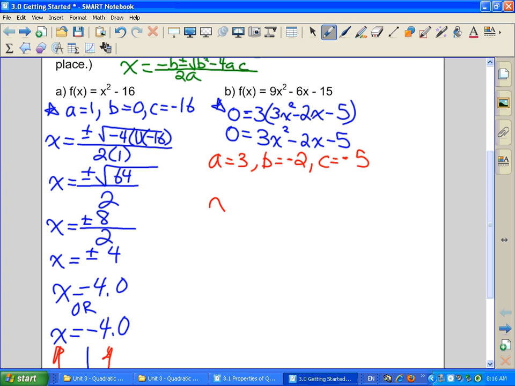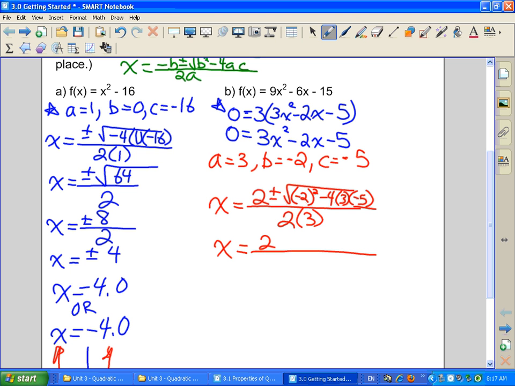Subbing it in, you've got x equals negative b, so negative times negative makes a positive, plus or minus the square root of negative 2 squared minus 4 times 3 times negative 5. And that's all divided by 2 times a, which is 3. Okay, let's simplify that some more. We've got 2 plus or minus, and just use your calculator and get the total there. You'll find it's 64, divided by 2 times 3, which is 6.